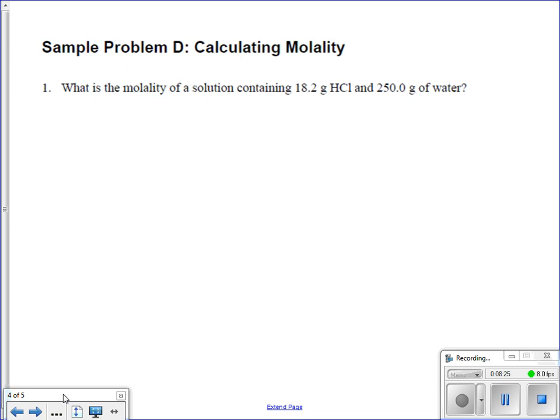Molality, we use a lowercase m, so be careful with that, and it's measured in moles per kilogram. Most of the time our kilograms is water. So most of the time it's actually moles of solute divided by kilograms of solvent. A solvent is what does the dissolving. Usually in our solutions it's going to be water. So what is the molality of a solution containing 18.2 grams of HCl and 250 grams of water?